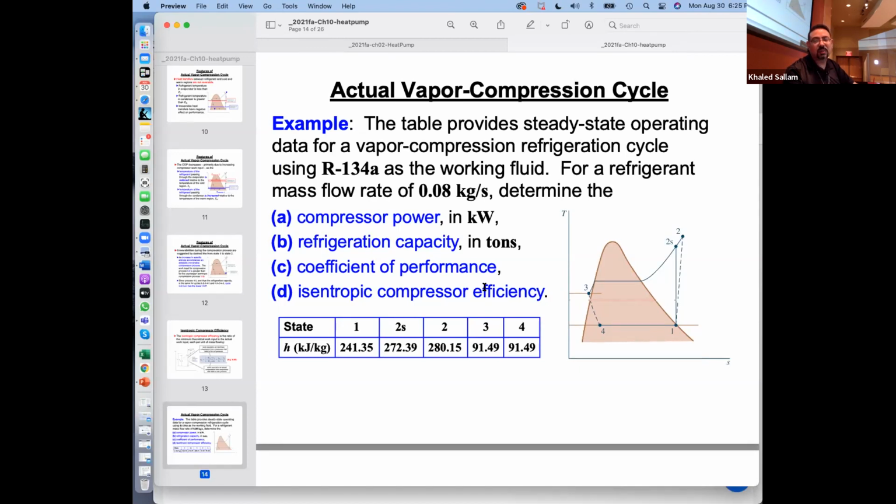So here in this example, the table provides steady state operating data for a vapor compression refrigeration cycle using R134a, that's the refrigerant. For a refrigerant mass flow rate, that's m dot, of 0.08 kilogram per second, find the compressor power. Okay. And in that table, actually, this is the hardest part of the problem, to get the H's.